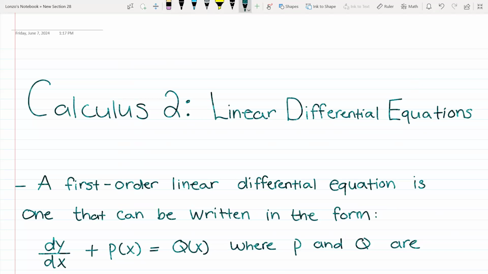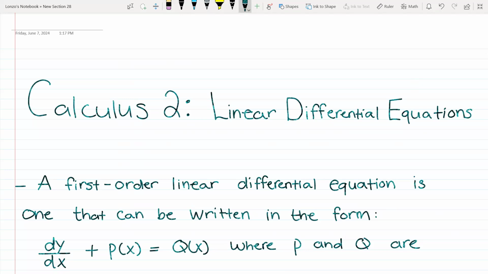Hello. In this video, I will go over first order linear differential equations, and I will introduce them and how to solve these specific differential equations. I will also do an initial value problem. So let's talk about first order linear differential equations.